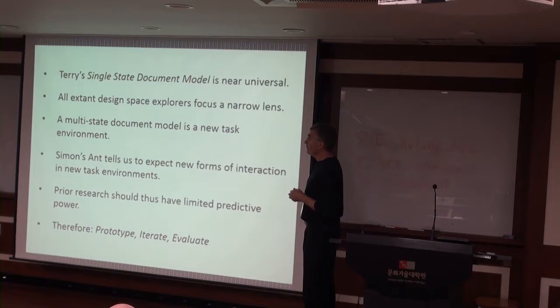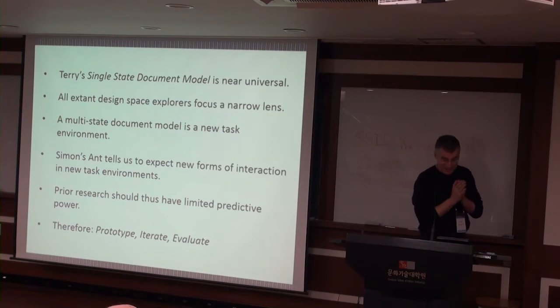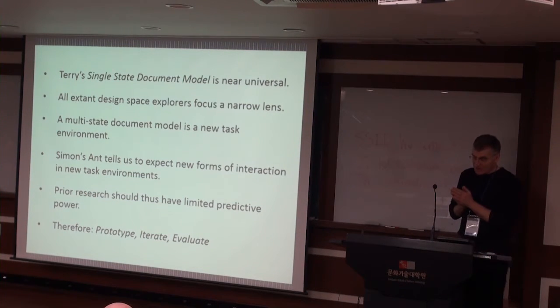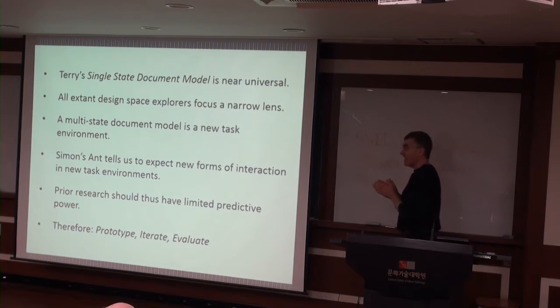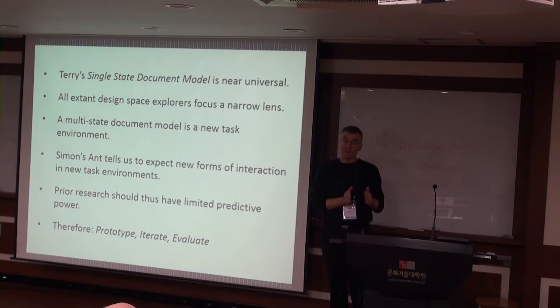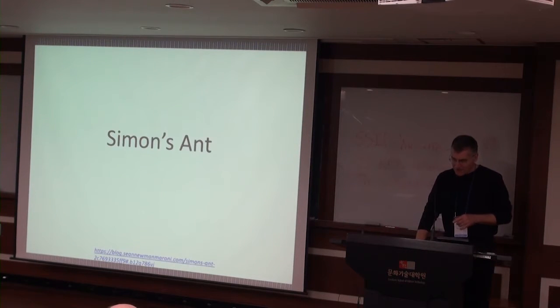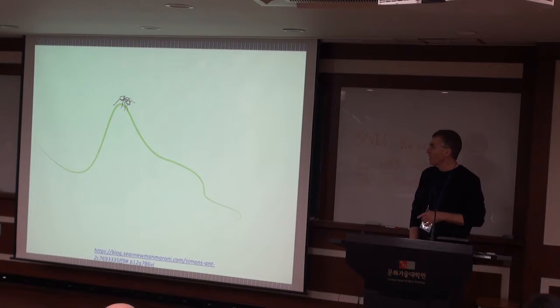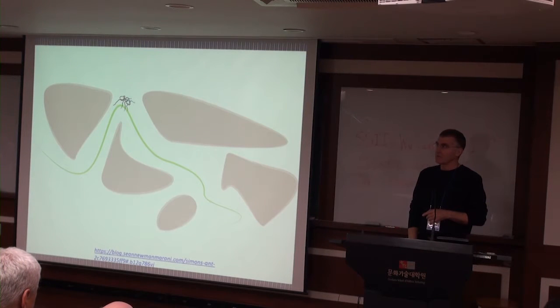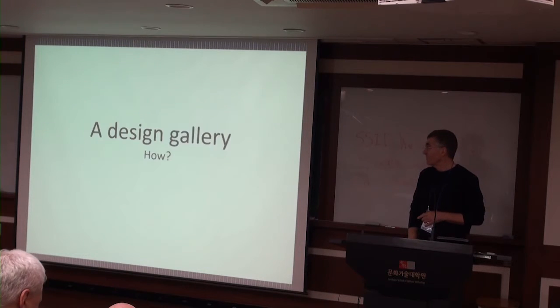Now, when you say, I want to build a multi-state document model, you're creating a new task environment. I'll tell you what Simon's Ant is in a minute. But Simon's Ant tells us to expect new forms of interaction in new tasks and task environments, and it had very poor predictive power from past task environments. Simon's Ant: the ant's path looks complicated, but it's simply a reflection of the task environment in which the ant finds itself.